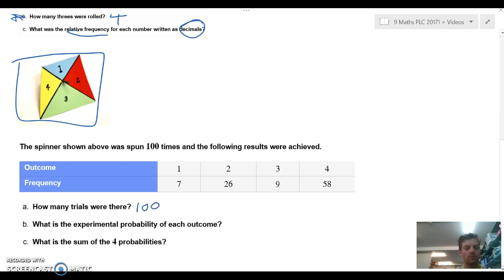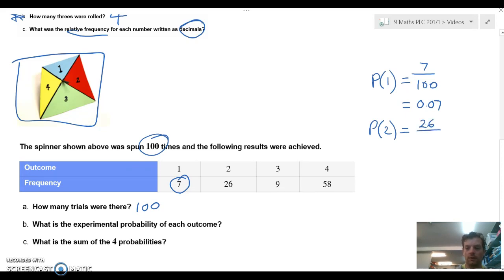What's the experimental probability of each outcome? We could include it as another table, or we could say the probability of 1 equals the number of favourable outcomes, which was 7, over the number of possible outcomes, which was 100. So 7 over 100, and we're going to express that as a decimal. Now the probability of it being 2, you can see it's 26. It was 26 rolls out of 100, so our decimal is 0.26.